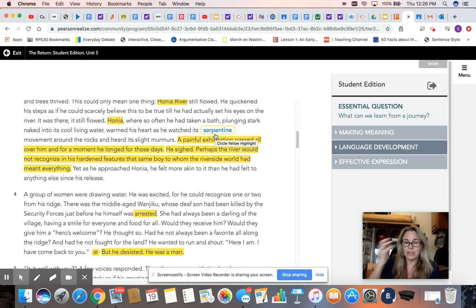Quick, I don't like snakes. So anyway, but I do like rivers.